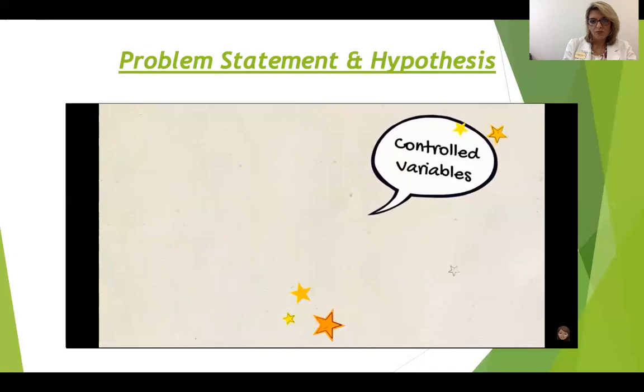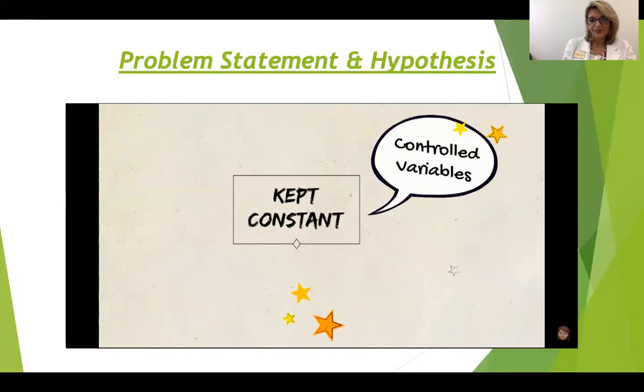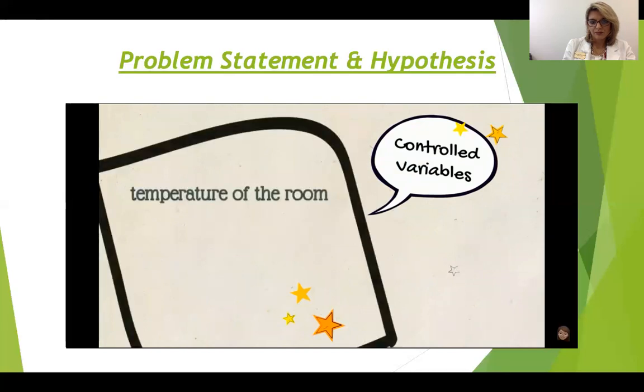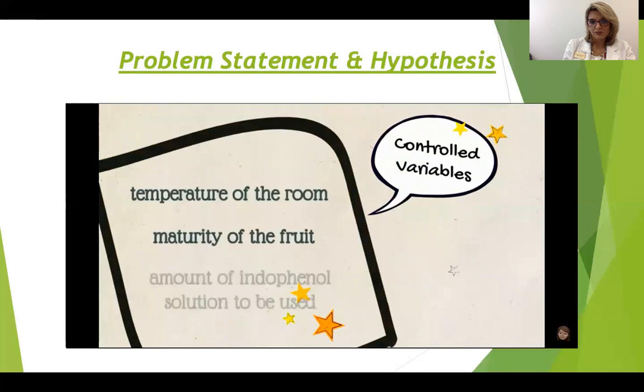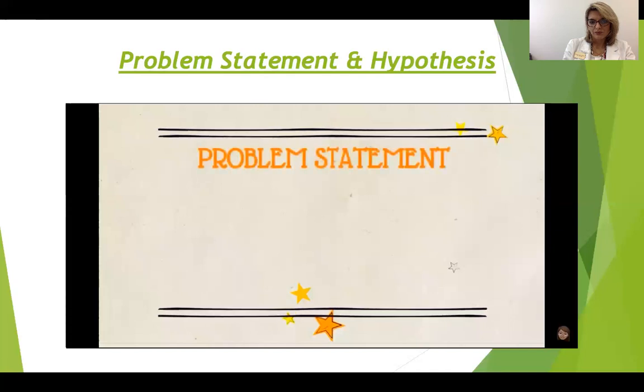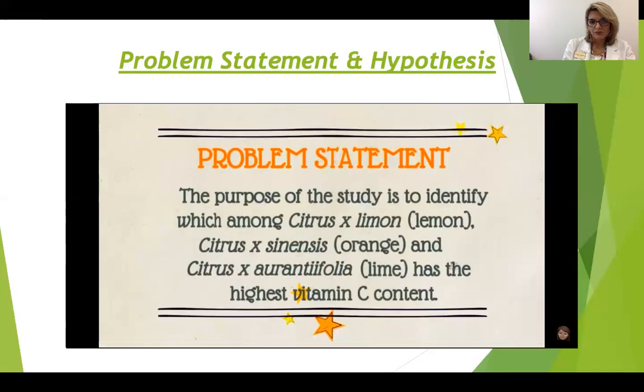Controlled variables are the ones that are kept constant in the experiment to avoid other factors affecting the dependent variable. When experimenting on the amount of vitamin C in our selected citrus fruits, we keep some elements constant, like temperature of the room, maturity of the fruit, amount of indophenol solution to be used, among others. Our problem statement then could be written as: the purpose of this study is to identify which among lemon, orange, and lime has the highest amount of vitamin C. Notice also that we use the scientific names of the fruits to be very specific.